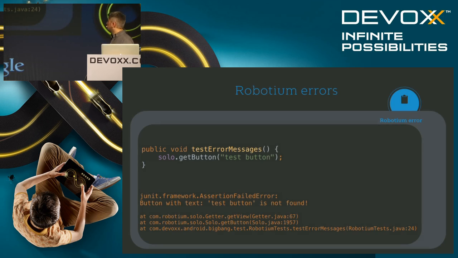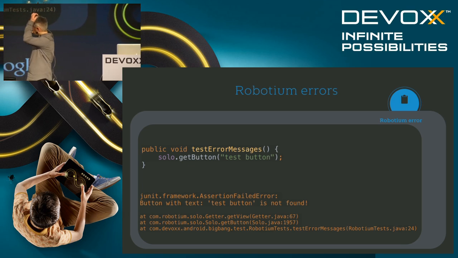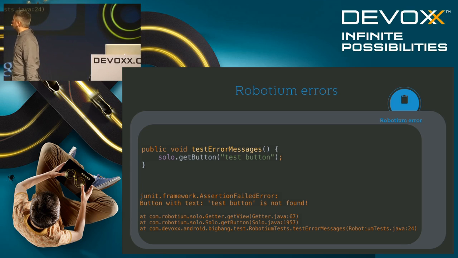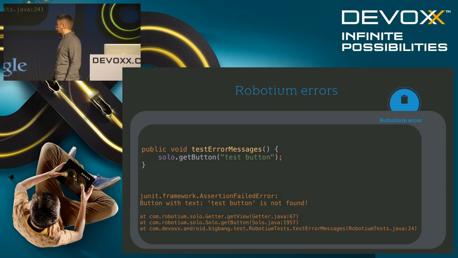And the good thing is also that when you use a tool like Robotium, you also get error messages that are more useful to you. For instance, let's say I try to get hold of a button. If I have a button and the text doesn't fit with my test, then you will get an assertion failed error, but the error message is quite clear. It says I have a button with text Test button is not found. So that will really help you when you are debugging or taking a look into failing tests to see what is going on.